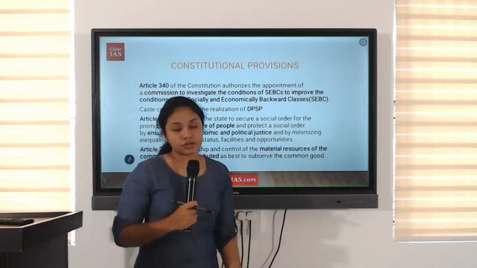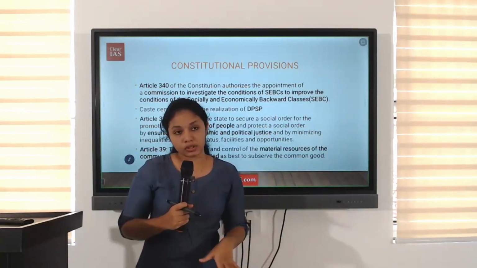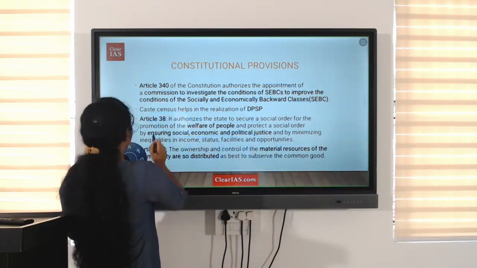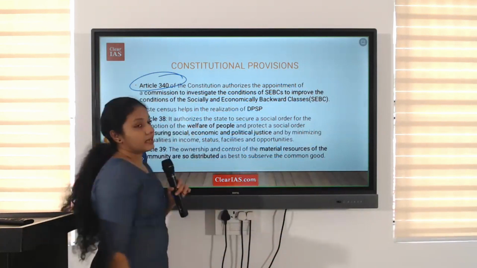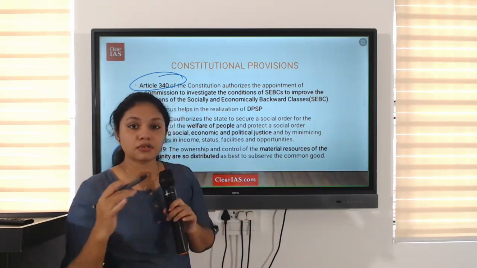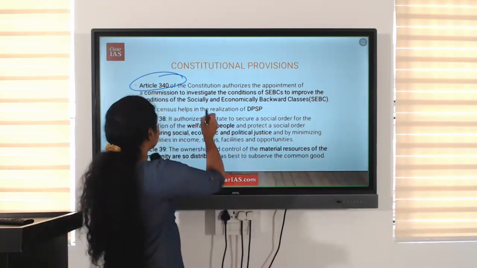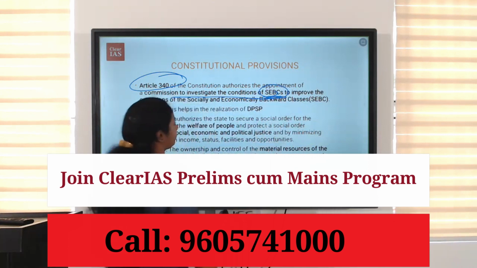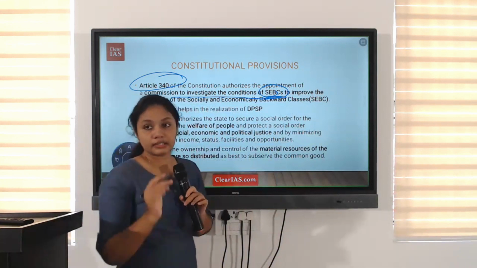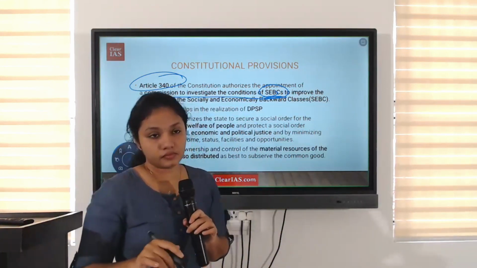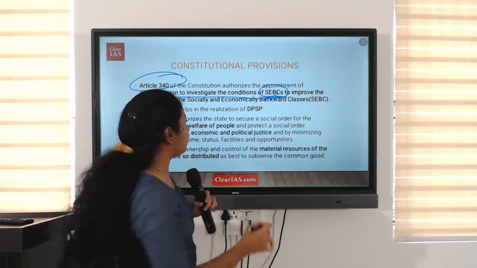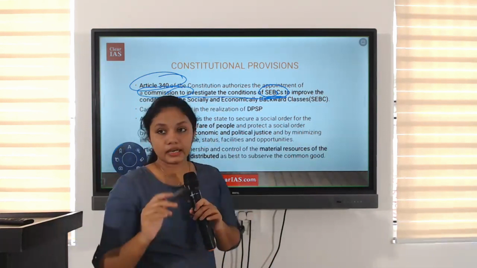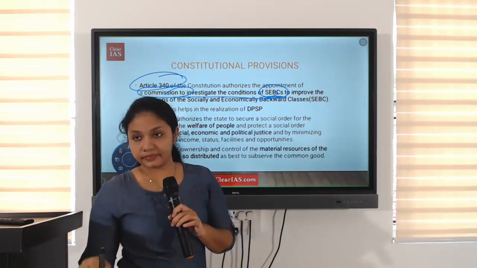Now, what are the constitutional provisions which support the caste census? Okay, Article 340 authorizes the appointment of a commission for socio-economic backward classes. Article 340 empowers the appointment of a commission to investigate the conditions of socio-economic backward classes. Okay.